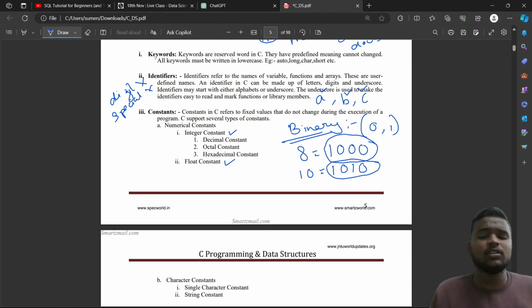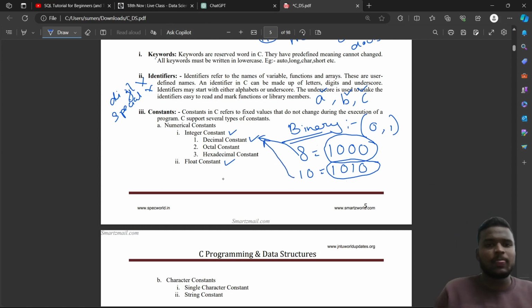But the specialty of C is that we can write numbers in decimal. It will be converted into binary by the compiler and other stuff, which is not required for this course. So 8 is decimal, and this is also decimal like this.